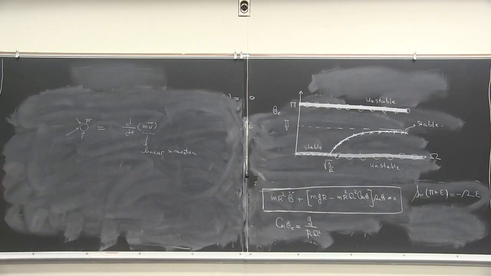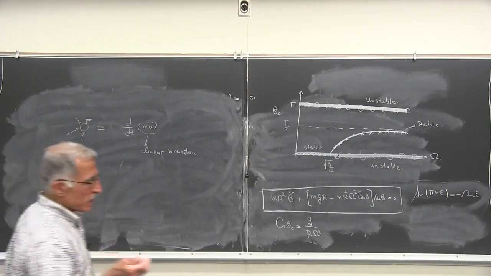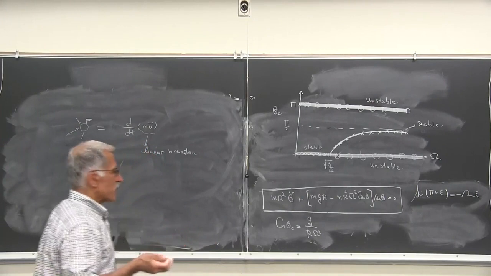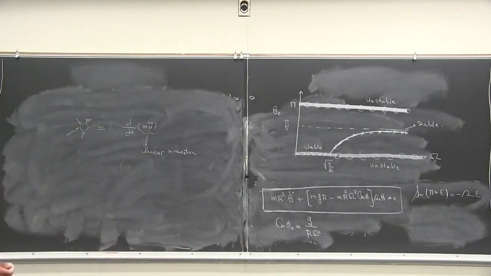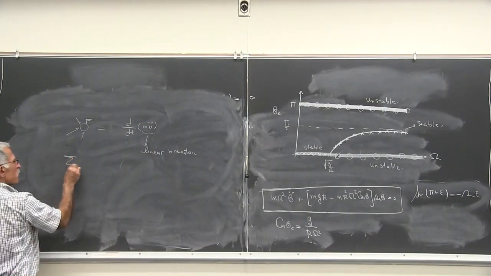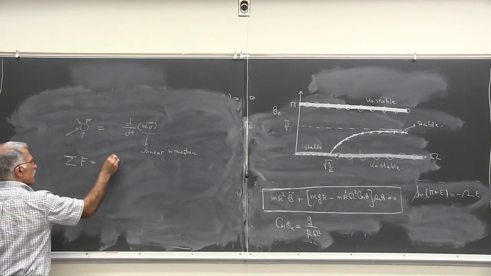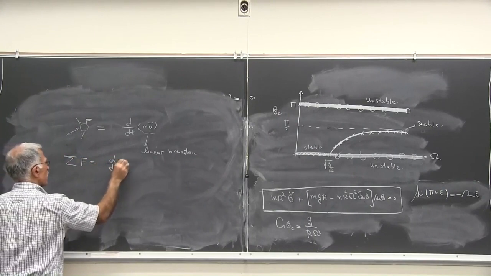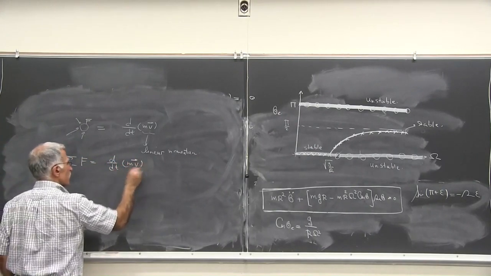I use different terminology. I don't want to follow exactly what the book is doing. It is not my style. But your book calls it P, d over dt of P, linear momentum. I like to say mv, because P, I do not know what the P is, so it makes it confusing. So the summation of forces, for a particle, is equal to the change of momentum.